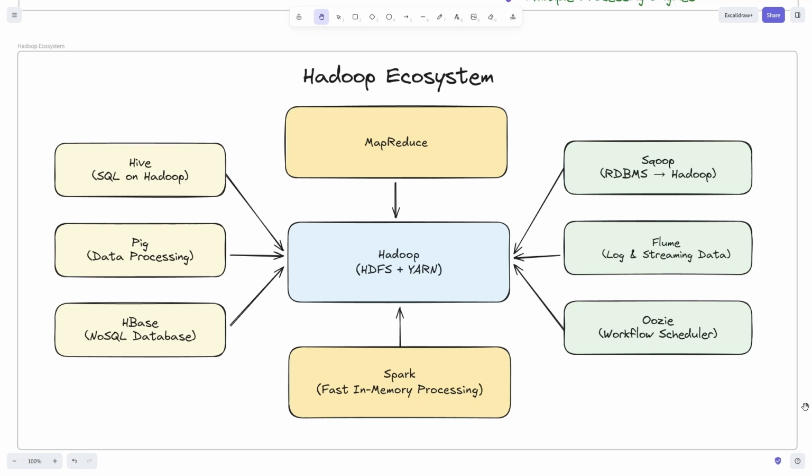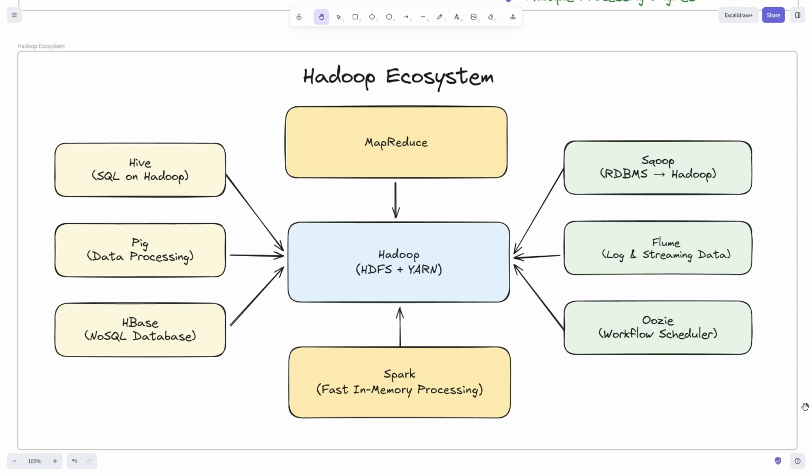Sqoop is used to transfer data between Hadoop and relational databases. Many organizations store data in traditional databases like MySQL or Oracle. Sqoop allows data to be imported into HDFS and exported back to the database efficiently. This helps integrate Hadoop with existing systems. Similarly, Flume was used to stream logs and other types of data into HDFS.